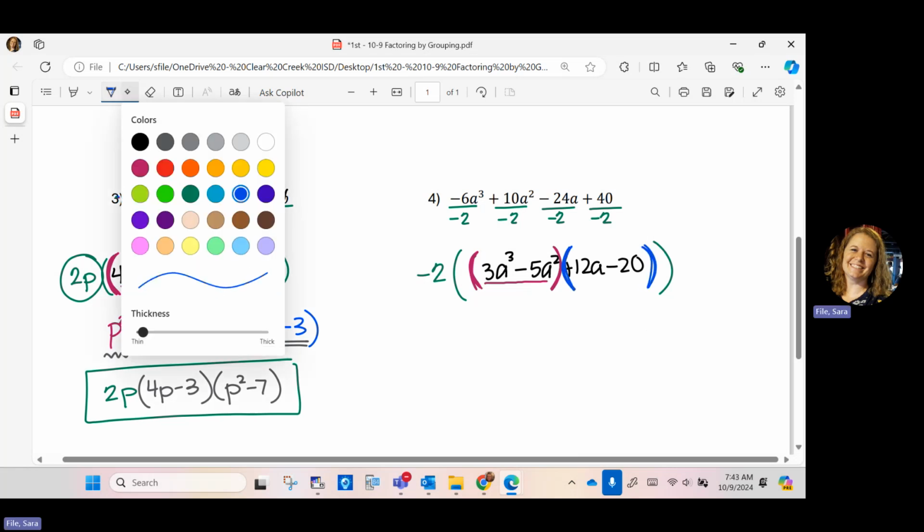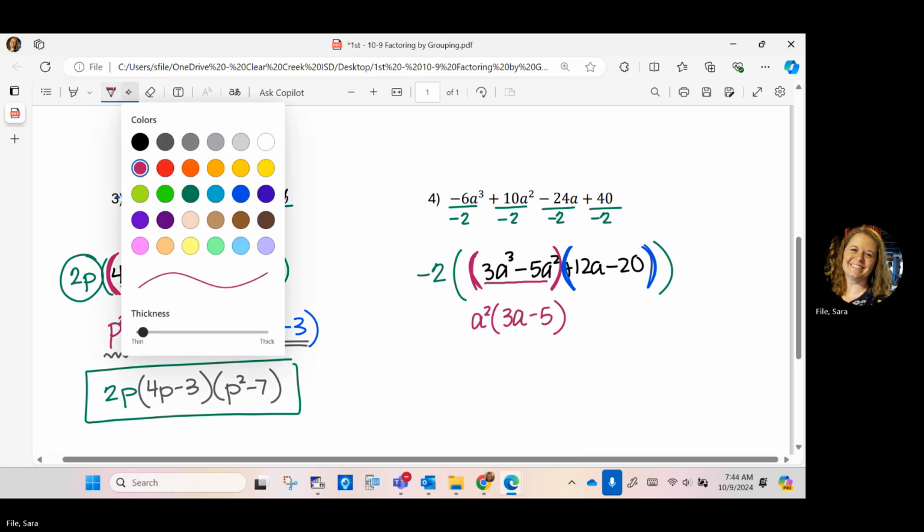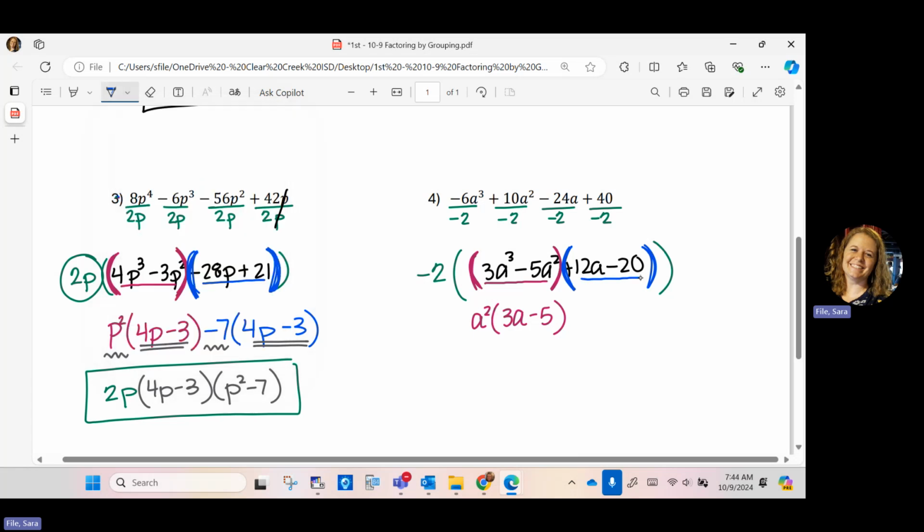So yeah, anytime your lead term is negative, that's probably your best bet, to go ahead and take out that negative. All right, so a squared can be taken out of both of those terms, and that will leave me with 3a minus 5. And then in blue, 12a minus 20.